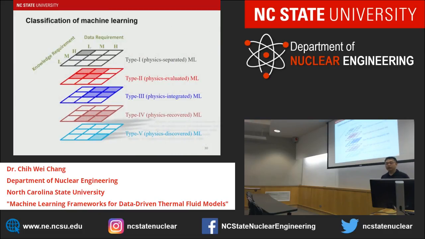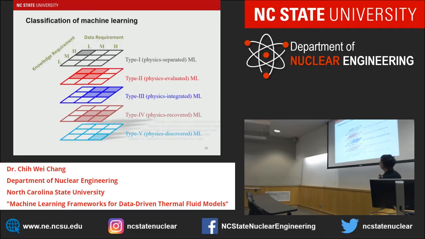So in summary, the different frameworks have different requirements on data and knowledge. For type 1 machine learning, the knowledge requirement is high because we need to know how to properly design the experiment that allows us to obtain the closure relations. So the data requirement is low. For type 2 machine learning, the requirement is not as strict as type 1, but we need more data to allow us to deliver the model.